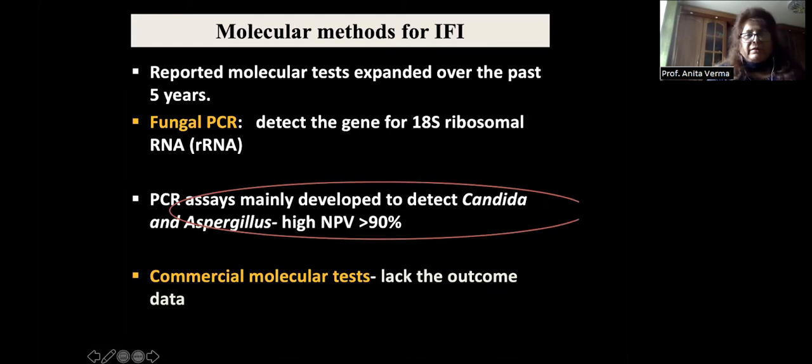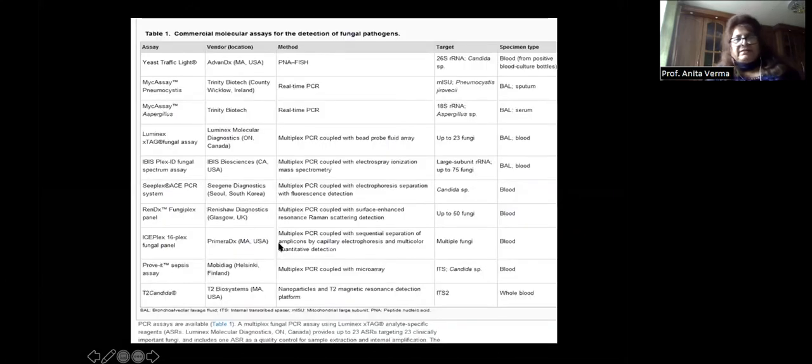So molecular methods: there are a number of molecular tests in the last 5 years. The most important test is 18S ribosomal RNA, which detects the fungal gene, and a PCR assay mainly developed to detect Candida and Aspergillus with a very high negative predictive value of more than 90%. There are a number of commercial assays available.